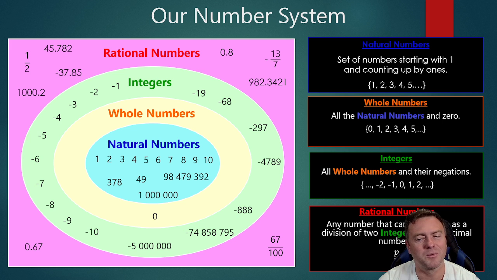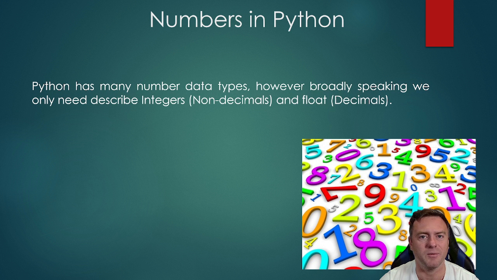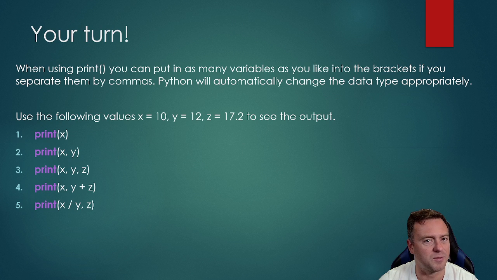For computers, we need to really think about integers and rational numbers. Integers are just stored as integers. Rationals are a little bit different. They actually call them floating point numbers or floats. The reason for that is that the decimal point shifts around based off scientific notation, which you may have seen before. Numbers in Python have many data types, but broadly speaking, there are two main types: integers, which are non-decimals or whole numbers, and floats, which are decimals. This is done with the int and the float type.